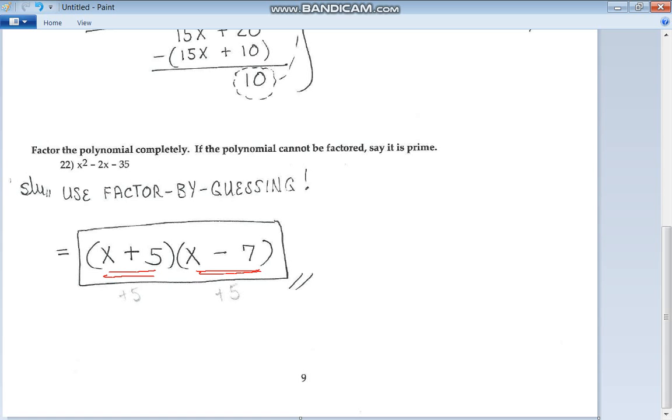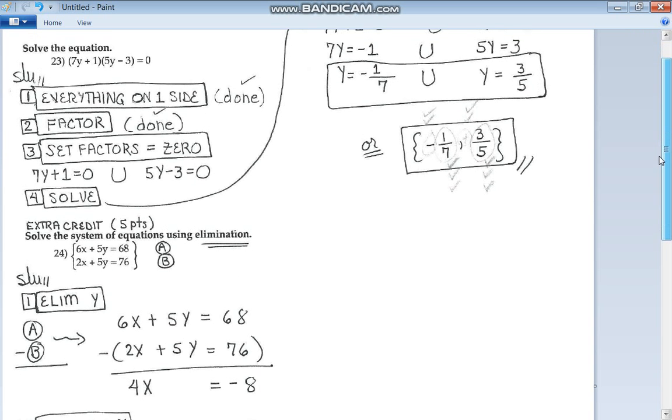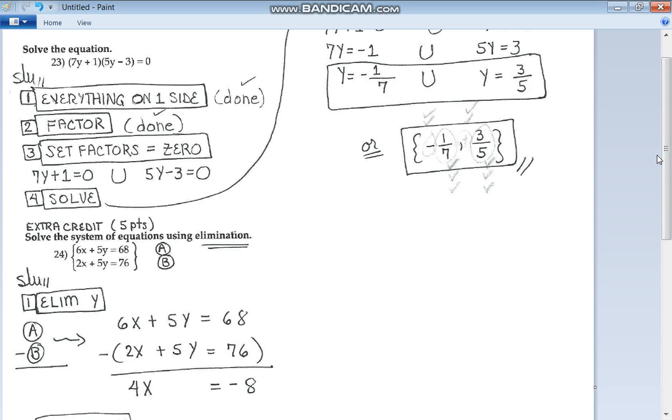Going on to number 23. Solve the equation 7y plus 1 times 5y minus 3 equals 0. Step 1, you move everything on one side, the other side 0, which is already done. Factor the non-zero side, that's already done. Set each of the factors equal to 0. So we do that here and here, we union them together.